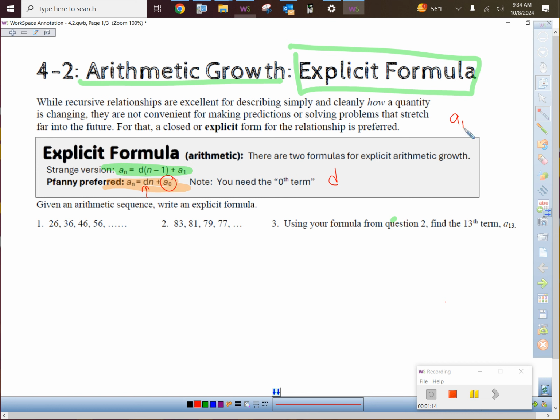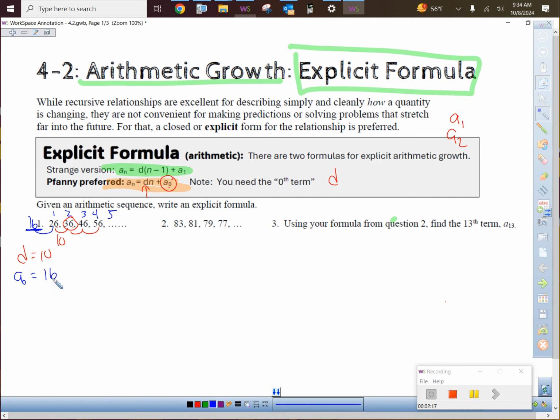And then here's what we need. We need to find the secret nugget, which is the 0th term. Remember, this is your first term, second term, third term, fourth term, fifth term. I need to go backwards 1 unit, right? And since it was going up by 10, up by 10, up by 10, would you believe that going backwards would mean I need to go down by 10 in that situation? So who do you think would be the 0th term? 16, right? Because it was going up by 10, I need to go down by 10. So the 0th term is 16.